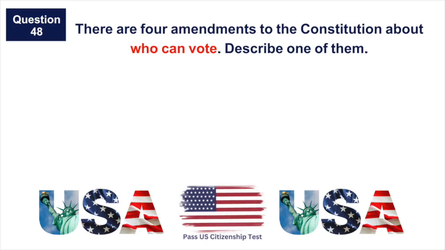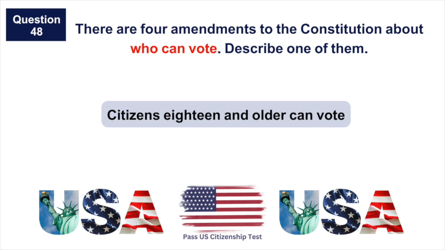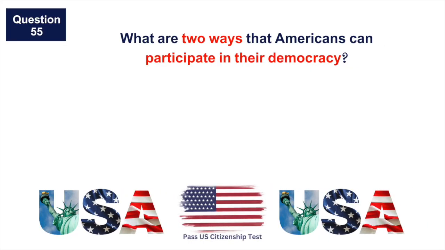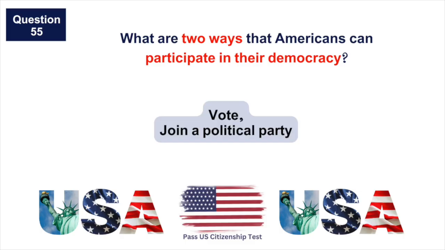There are 4 amendments to the Constitution about who can vote. Describe one of them. Citizens 18 and older can vote. What are 2 ways that Americans can participate in their democracy? Vote. Join a political party.